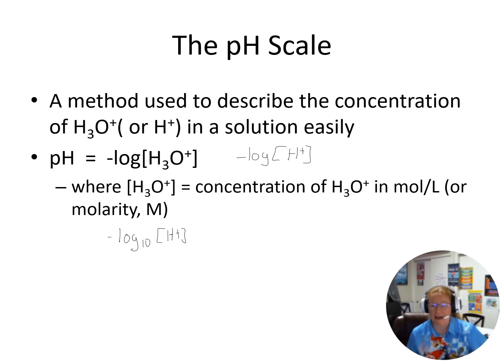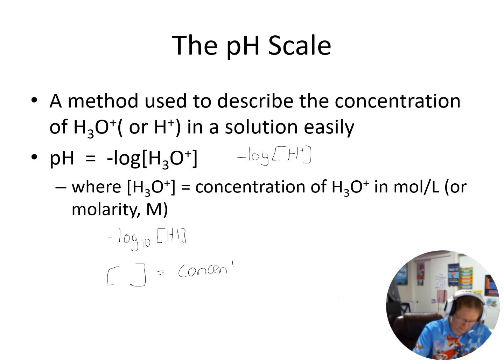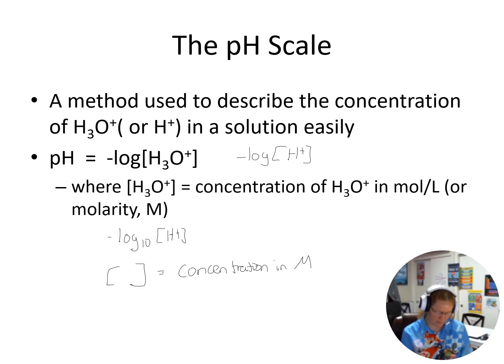Okay? And I have this notation here with this bracket. Anytime you see any species inside these brackets, we're dealing with concentration in molarity. I put those brackets around anything, not just the hydronium ion. Anytime we use those brackets for anything, we're talking about molarity. Okay? So we're looking at this negative logarithmic scale.